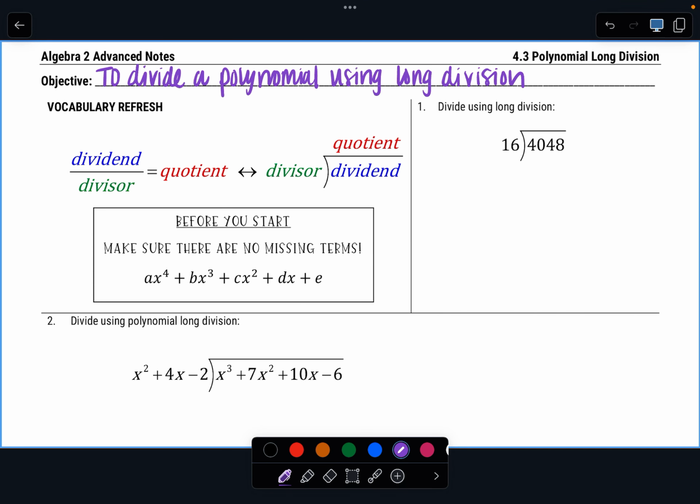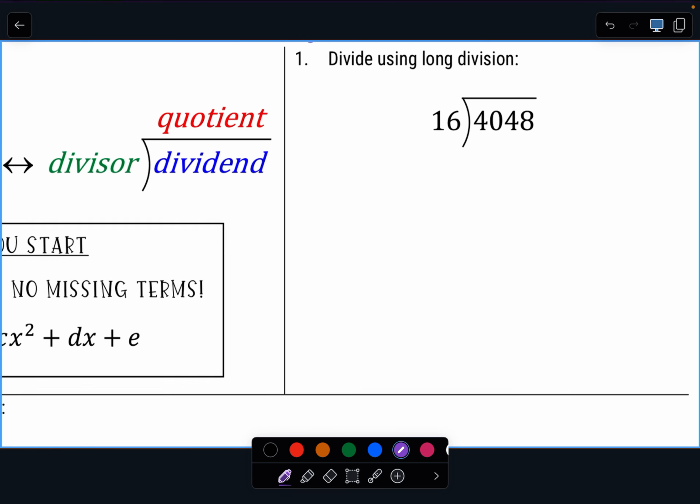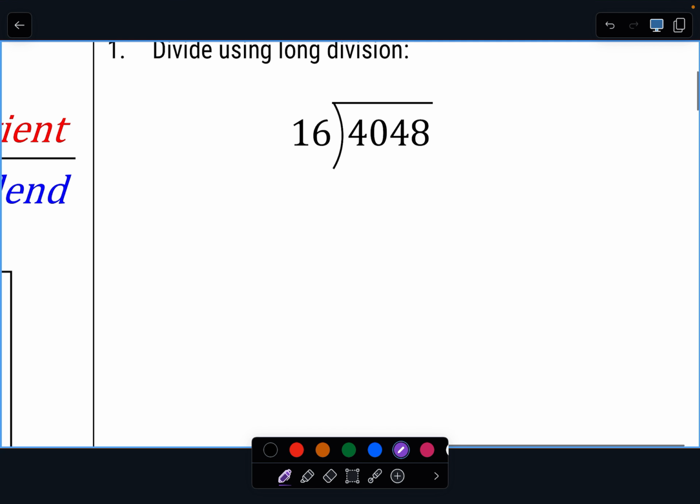I have not actually divided a number in a really long time without a calculator. So just to walk you through that process, because a lot of this is going to look the same once we start getting to the polynomial part. Looking at number 1, when you're dividing, you're looking at the divisor, the outside number, and you're seeing how many times it goes inside the dividend.